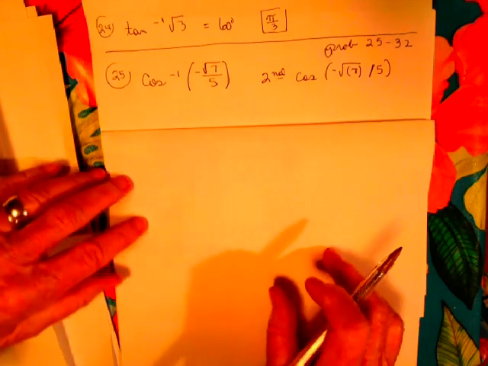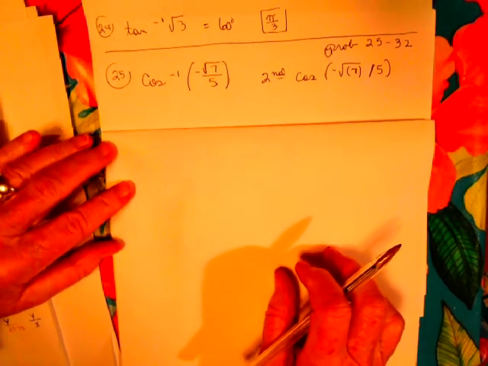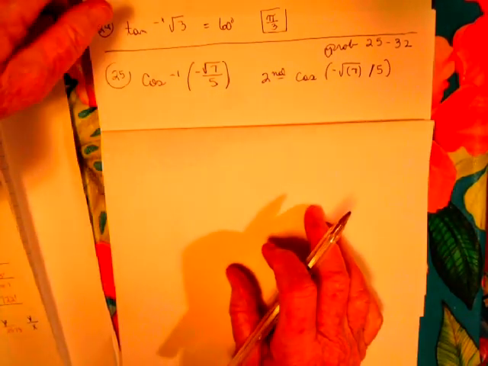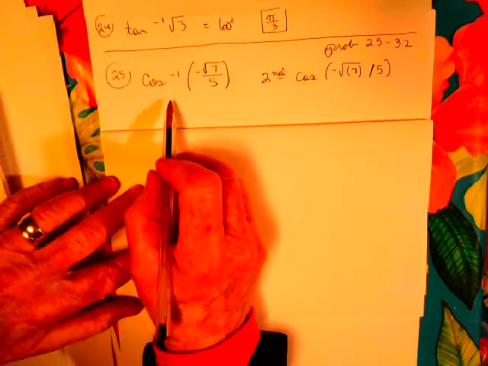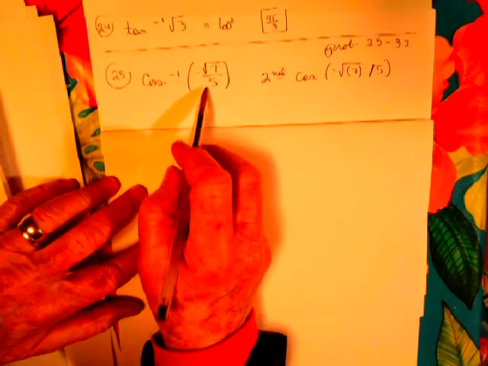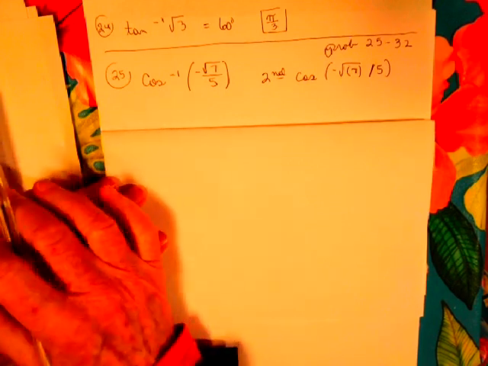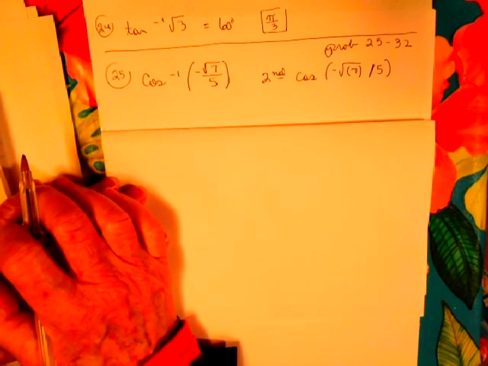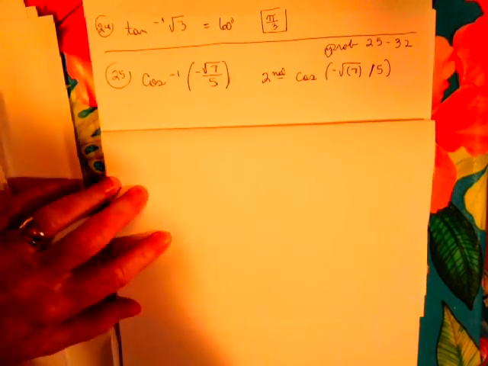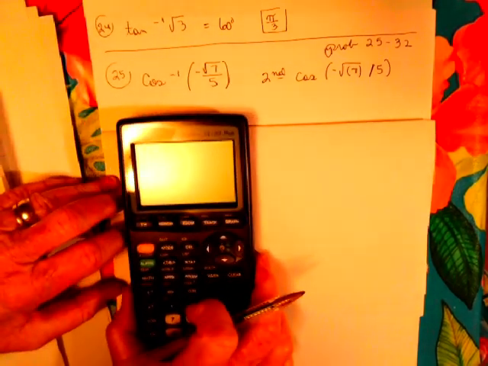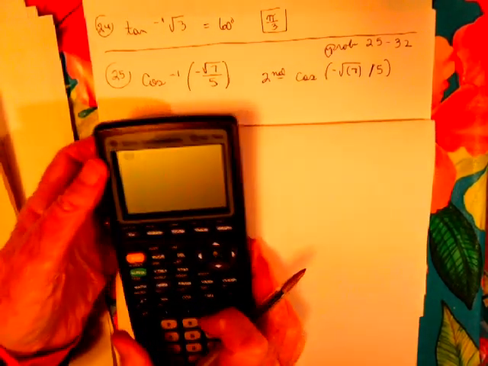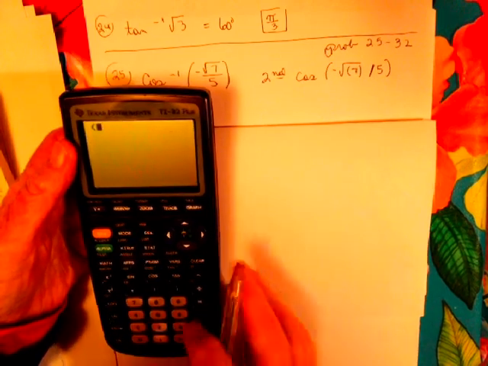We're now working on problems 25 through 32 on the study guide for test 2. I want the cosine inverse of negative square root of 7 over 5, rounded to 2 decimal places. So this is a calculator problem. Be sure your calculator is in radians.